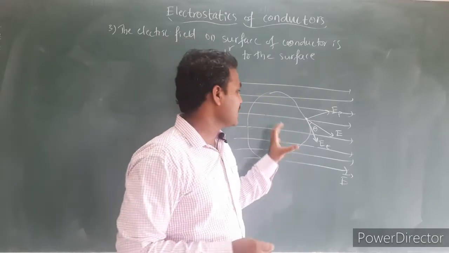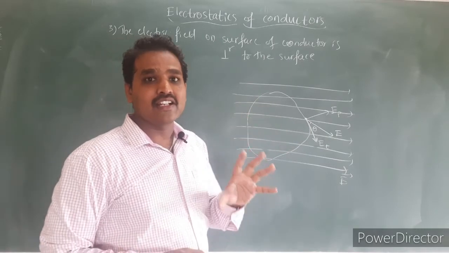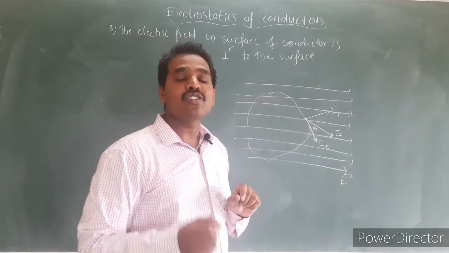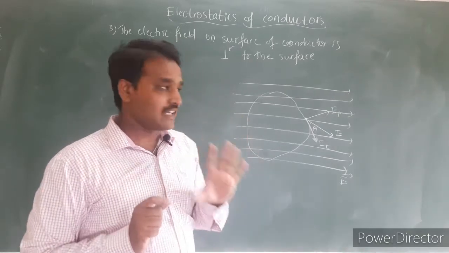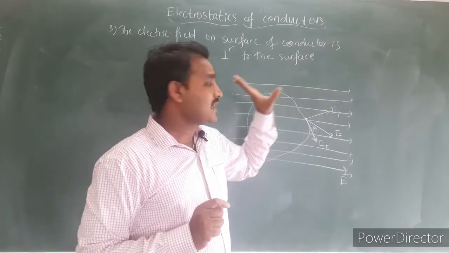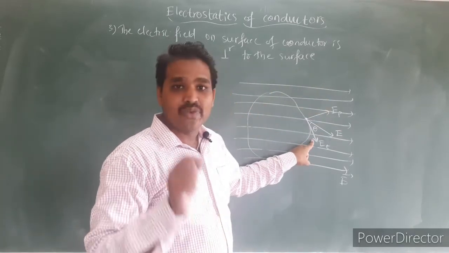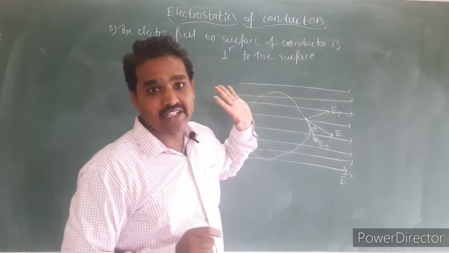But when we see practically, when any conductor is placed in an external electric field, there are only static charges. We do not observe any surface current. There is no flow of any electrical current on the surface of the conductor when the conductor is placed in an electric field. Hence, we understand that there is no surface component of the electric field.